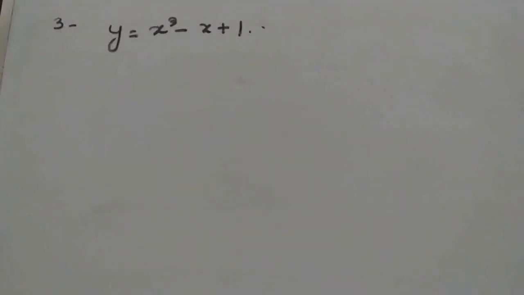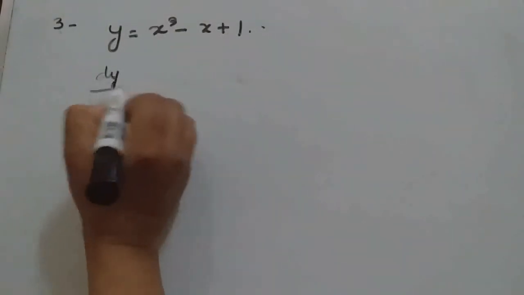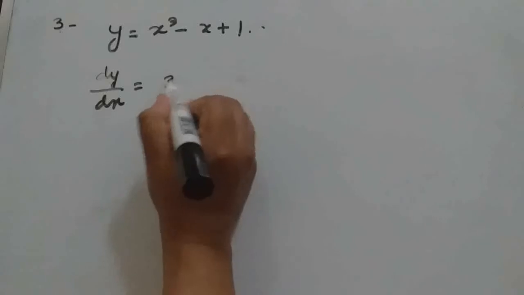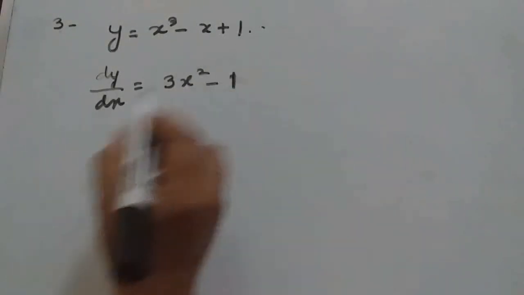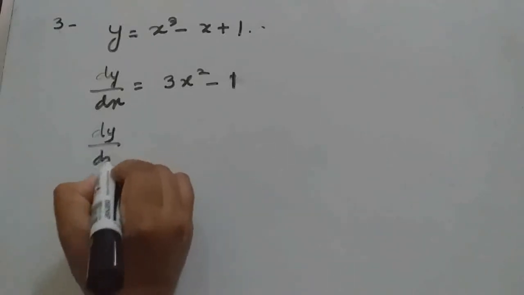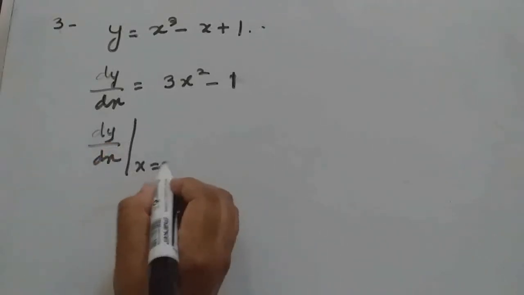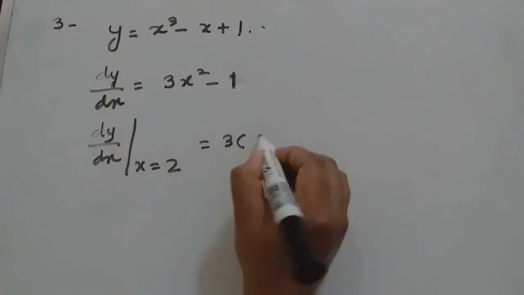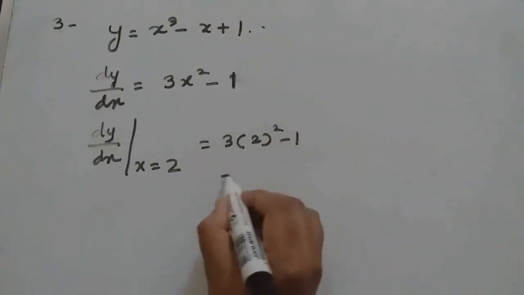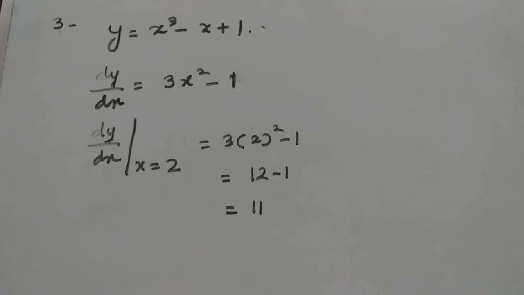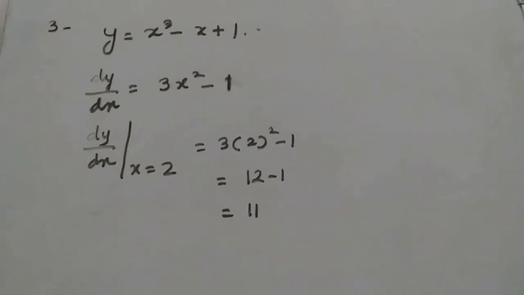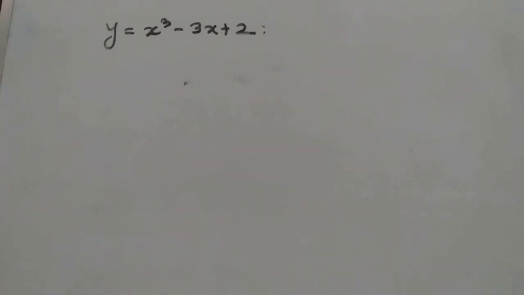Find the slope of the tangent to the curve at the point whose x coordinate is 2. So dy by dx will be 3x square minus 1, the derivative of plus 1 is 0. The x coordinate is 2, so the x value we should substitute here. 12 minus 1, that is 11. This is the slope of the tangent.